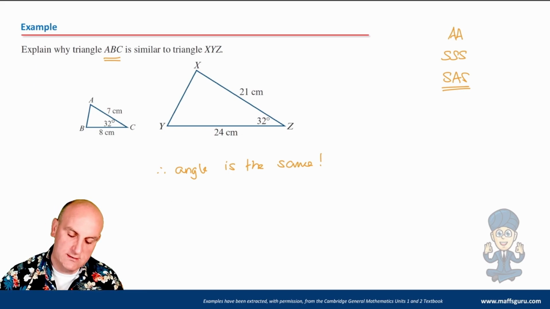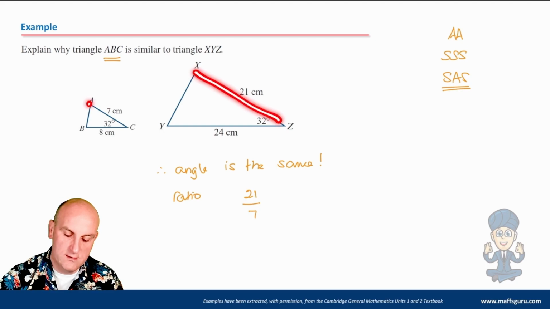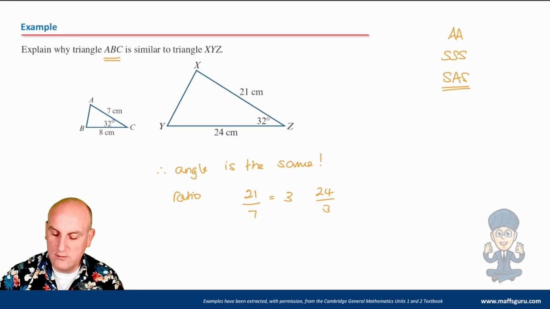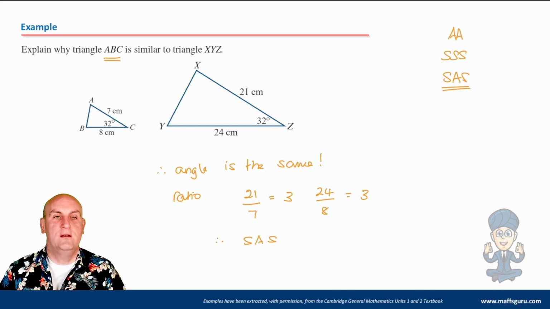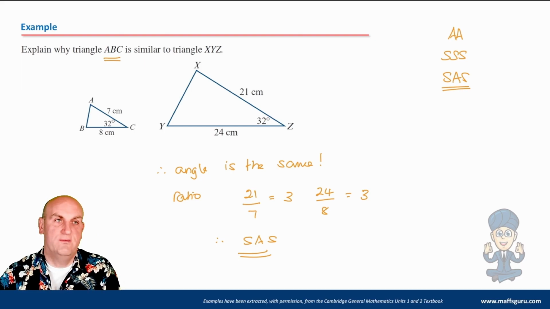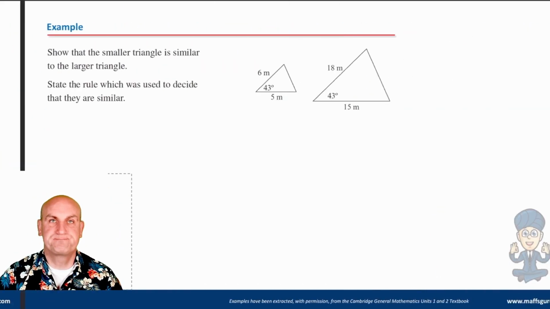So let's just check the ratios. So the ratios, how do we do that? 21 divided by 7. 7, 14, 21 is 3. So now let's just check the other sides. 24 divided by 8 is also 3. So therefore, we can say that because the side ratios and one angle is the same, we can say therefore SAS, or they are similar because of SAS.